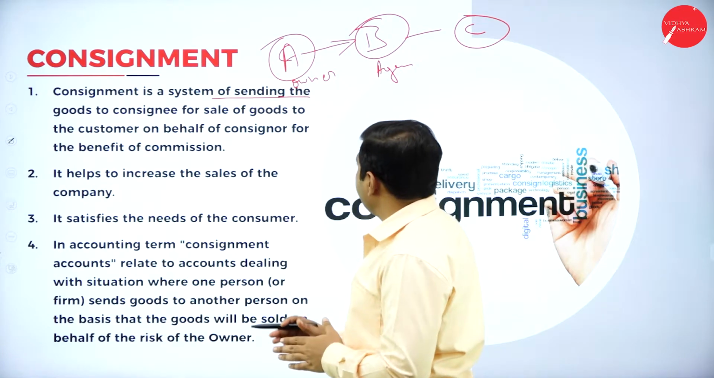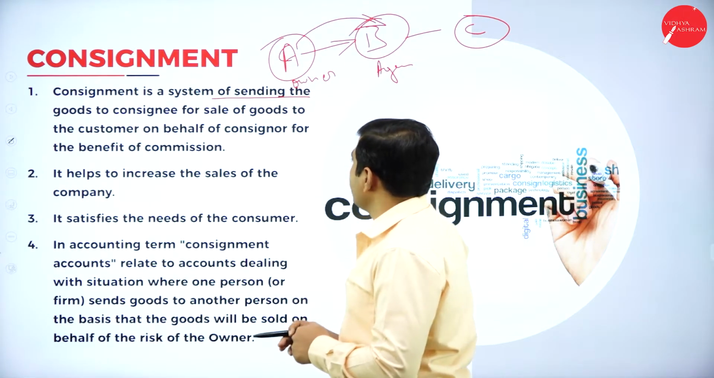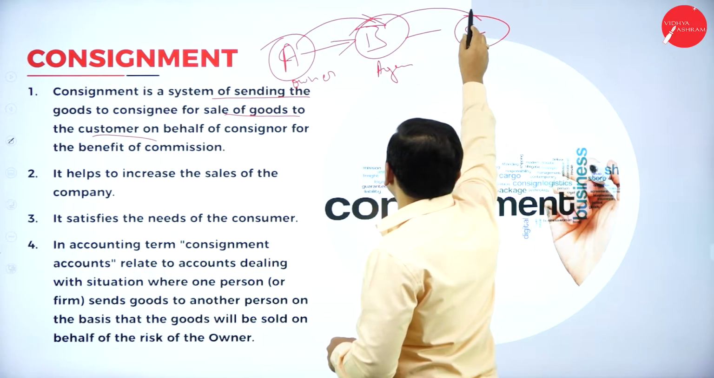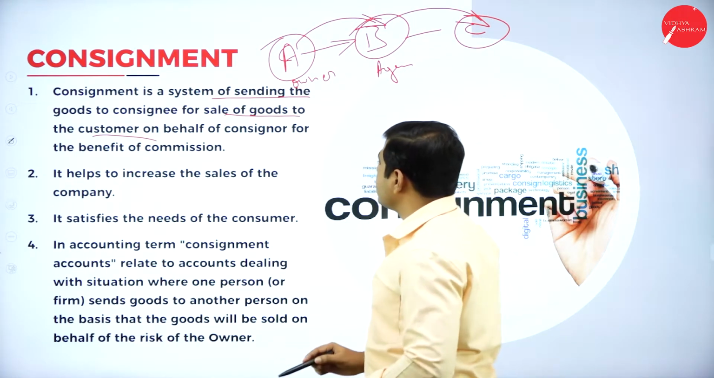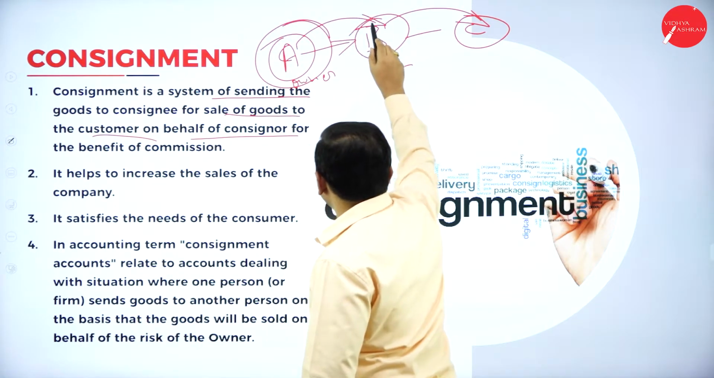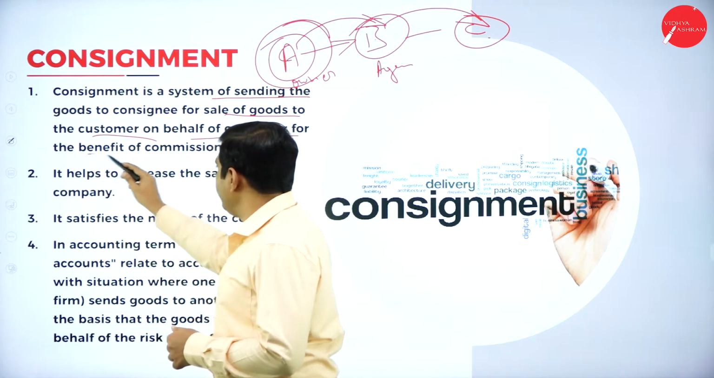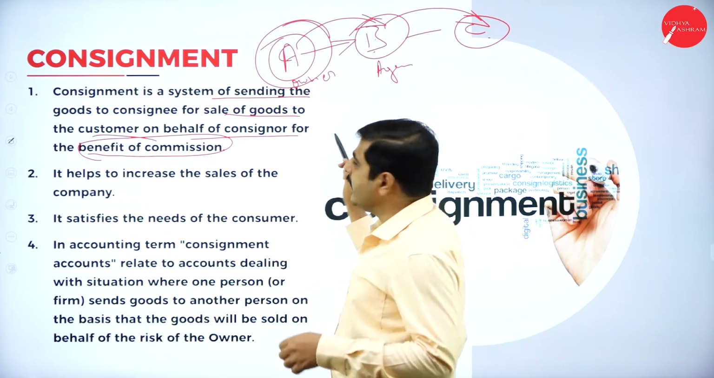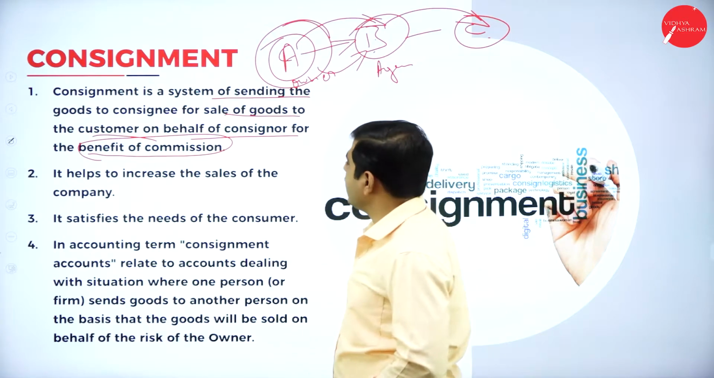Next, consignment is a system of sending goods to the consignee for sale to the customer. Here the consignee will sell the goods to the customer on behalf of the consignor. What will the consignee get? He will get the benefit of commission from the consignor. Only commission, he will get the commission.